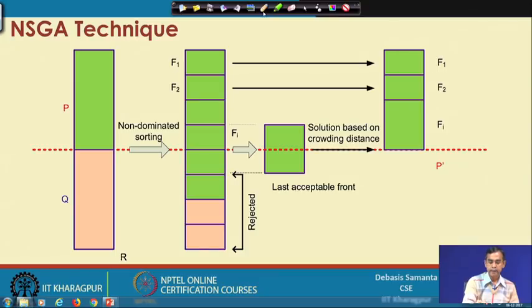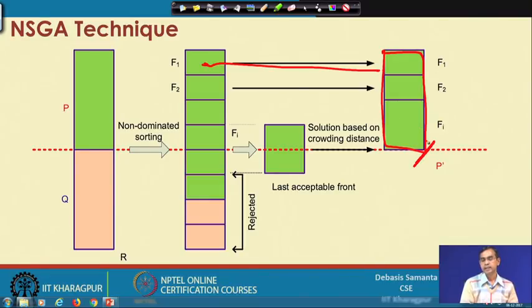Now, in this selection, the F1 front should be selected if we see that after adding it, the size of the population will not exceed the quota or limit, that is n. So, it is basically P dash. We have to go on. If F1 is added into this P dash, and we see that the size of P dash is less than n, then it is selected. Similarly, F2 can be added here if we see that the size of P dash is less than n. This way we have to select all of these.